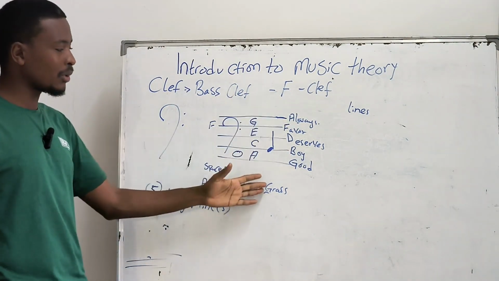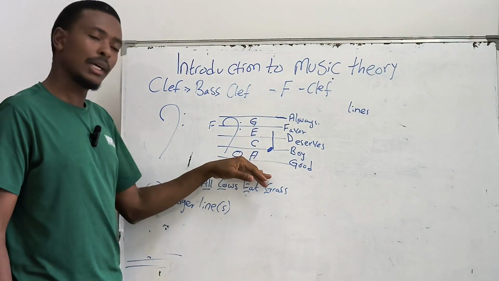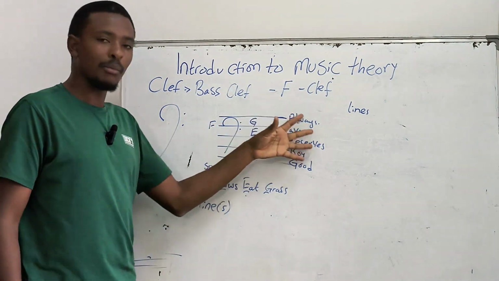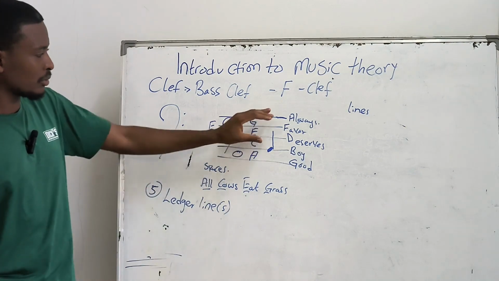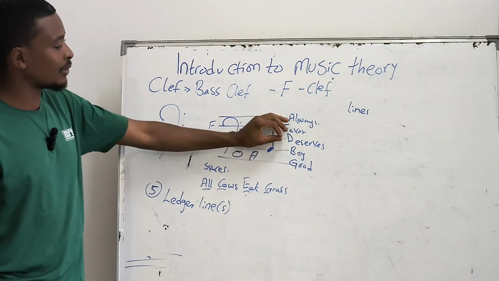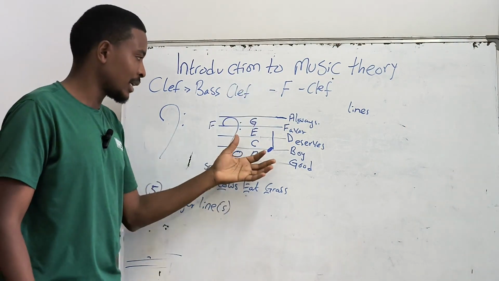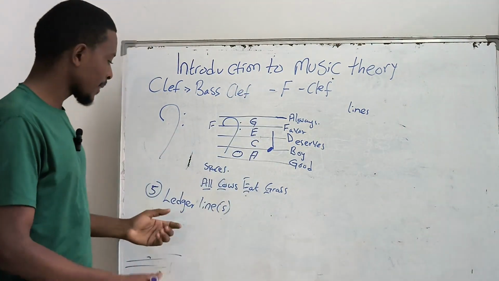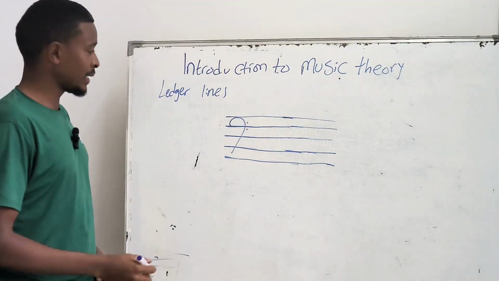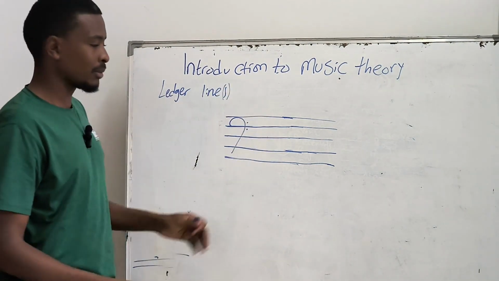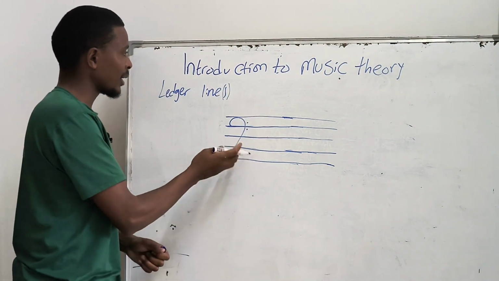Because some of the music goes even below the staff and above the staff, and we don't want to add more lines on this staff because most of the music will be flowing inside this staff. But how about if they're just above or below the staff? This is what we do. So the ledger lines, we say these are lines above or below the staff.